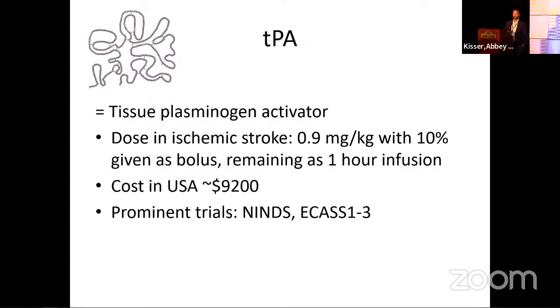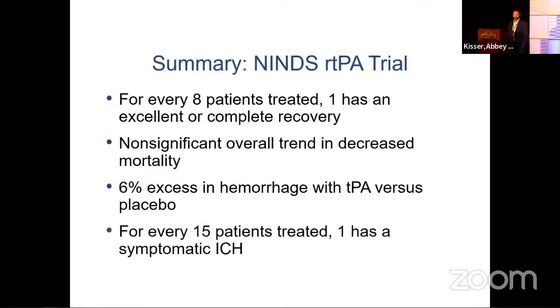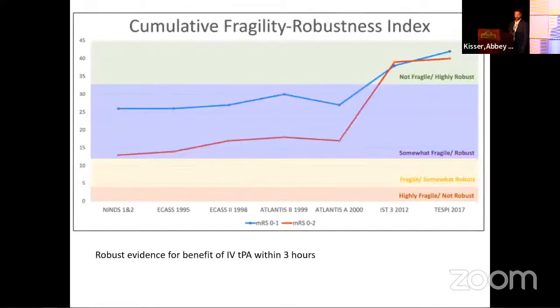So IV tPA within 3 hours is standard of care, FDA approved, and up to 4.5 hours is what we give it. And the NINDS trial basically started showing benefit of tPA, and tPA became FDA approved in 1996. This was an interesting new trial that showed, yes, IV tPA, especially within the first 3 hours, has a very, very good fragility index. And I like to think of Dr. Naval whenever I talk about fragility index because he gets very excited about this.